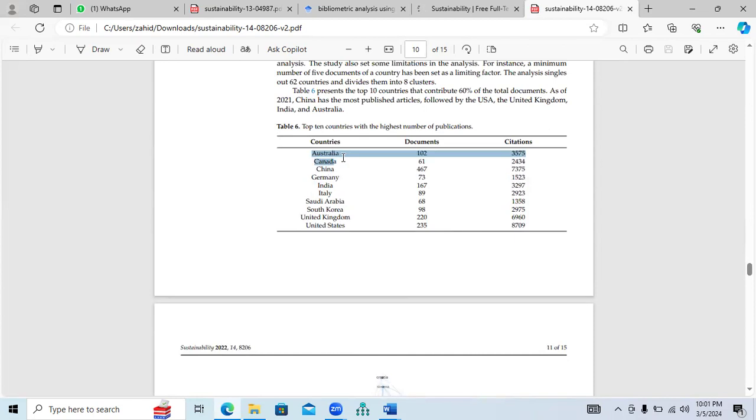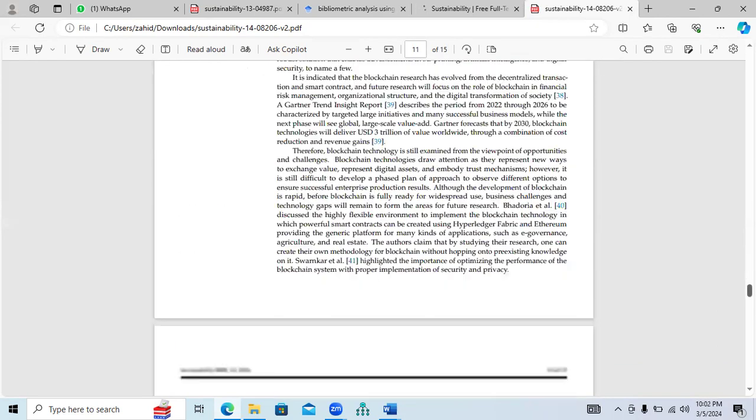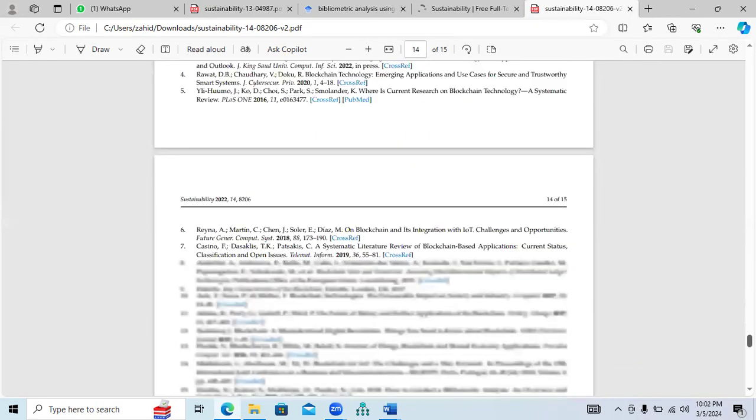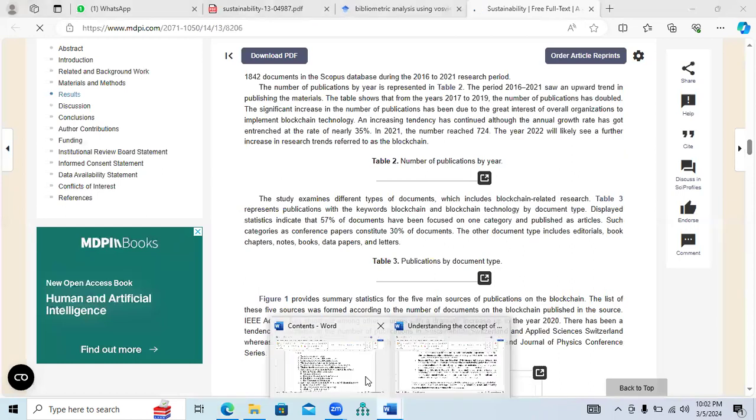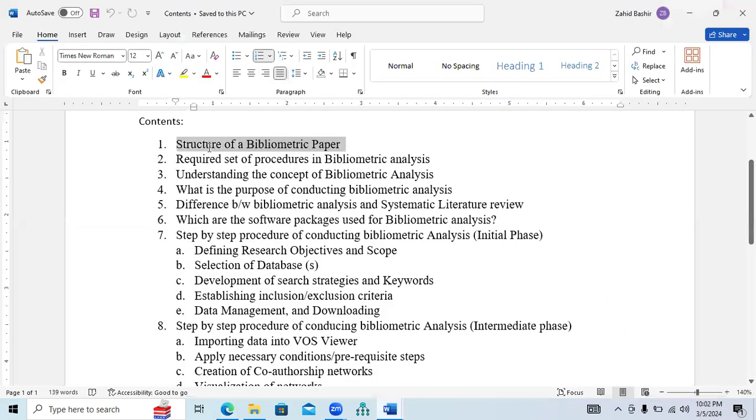Australia is the country where this research is mainly done, with 3,575 citations and 102 documents. So it will indicate the area where the research has potential. So we have covered some papers. Therefore, we have covered the structure of the bibliometric paper, the required set of procedures, understanding the concept of bibliometric analysis, and the purpose of conducting bibliometric analysis.